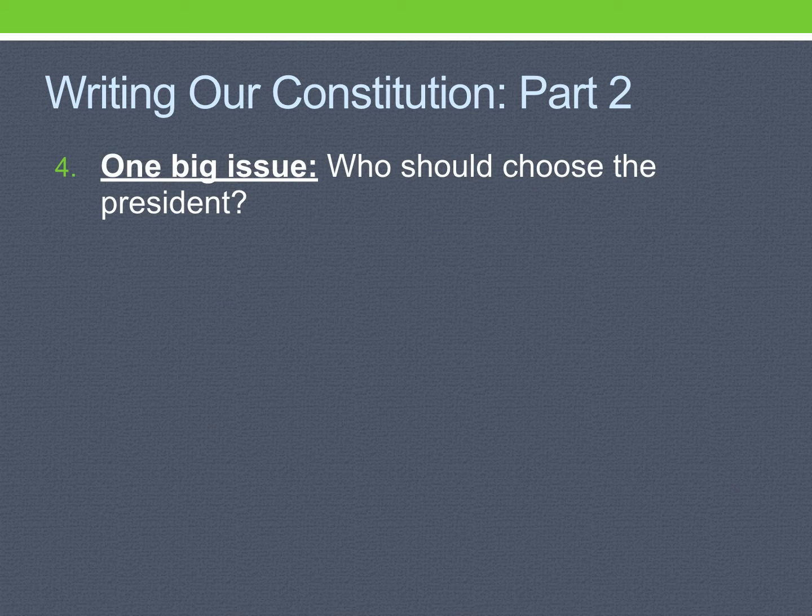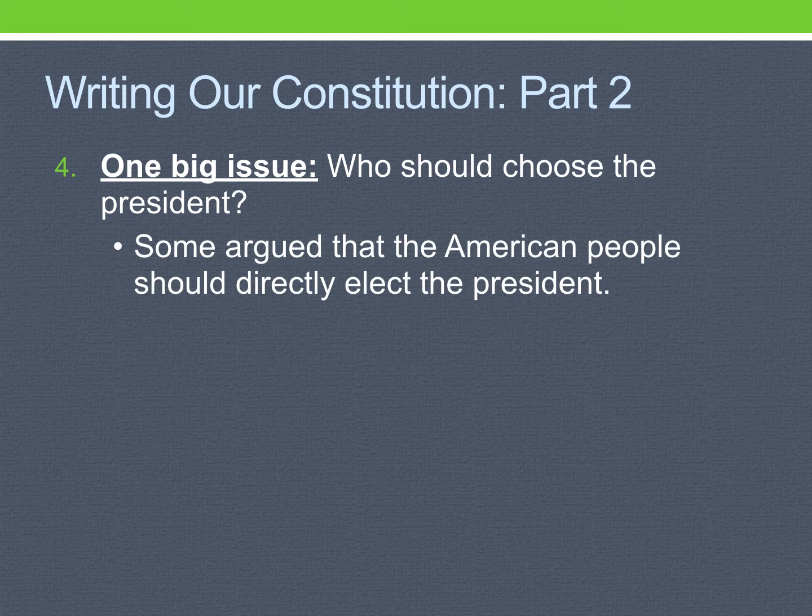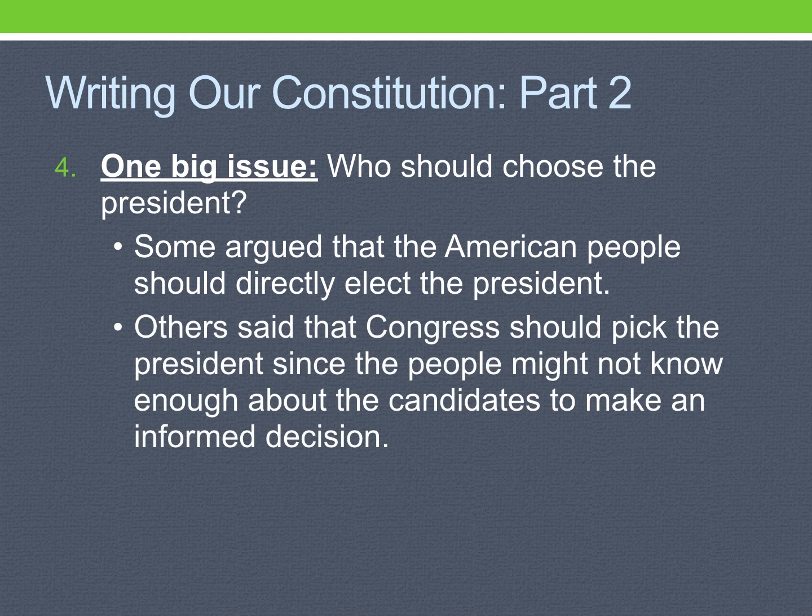So a big question they then had to settle was, well, who's going to get to pick the president? On one side, you had some delegates who argued the American people should directly elect the president. You just hold a national election, and whoever gets the most votes is the winner. Other people said that Congress should pick the president because the average American might not know enough about the candidates to make an informed choice.